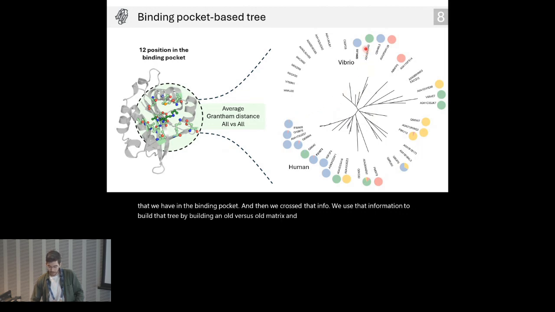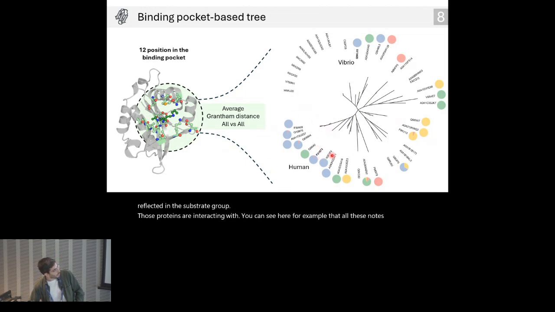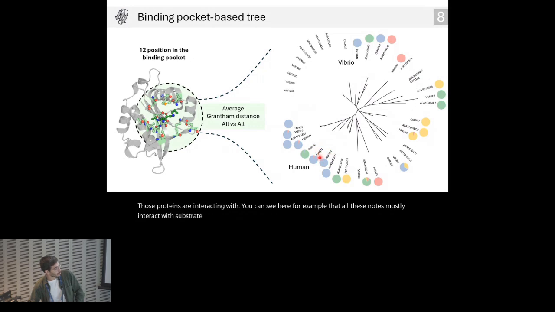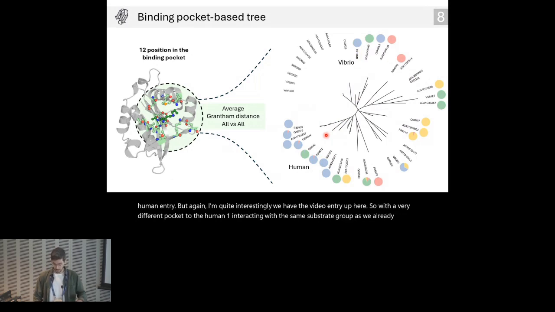And we added the substrate group as a pie chart in the nodes to observe how the similarities in the residues in the binding pocket are reflected in the substrate group that those proteins are interacting with. You can see here, for example, that all these nodes mostly interact with substrates of group 4, which is the group of the spermidine. This is where we have the human entry. But again, and quite interestingly, we have the Vibrio entry up here, so with a very different pocket to the human one interacting with the same substrate group, as we already knew.